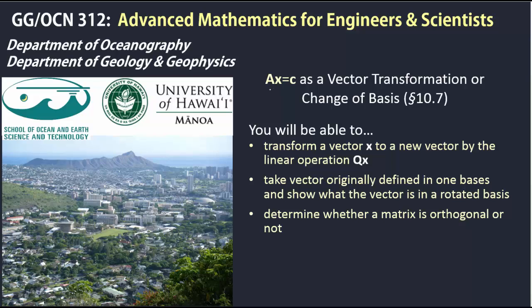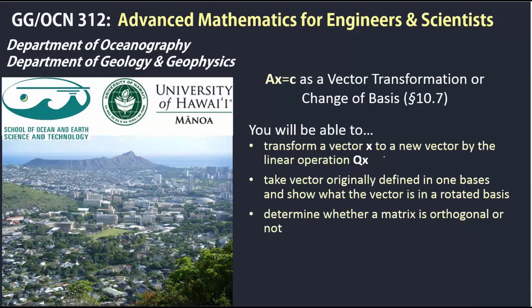Looking again at our familiar equation, AX is equal to C, we're now going to discuss two other interpretations of this. In other words, AX equals C could be interpreted as a transformation of vector X into vector C, but it could also be used to describe an X that is originally defined in one basis and describing it in a new basis.